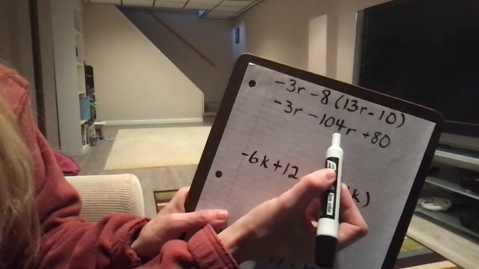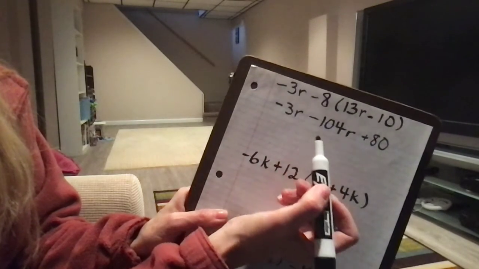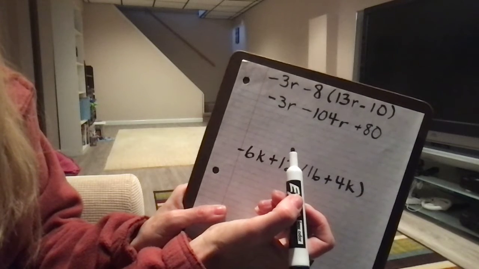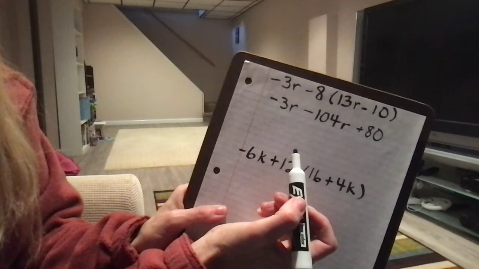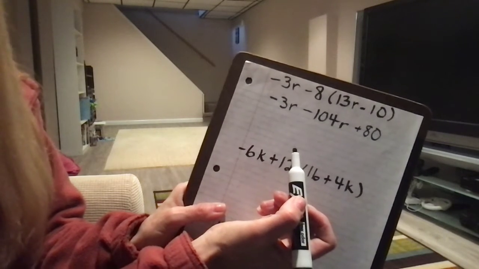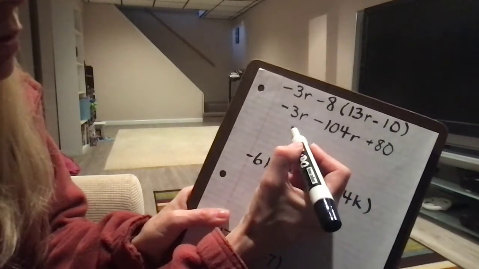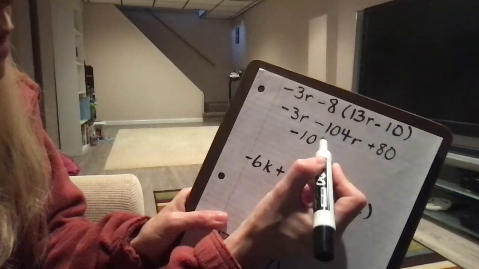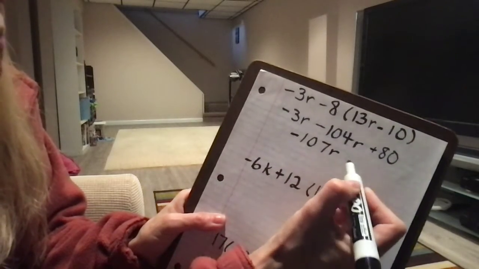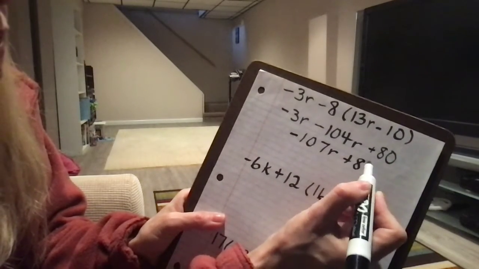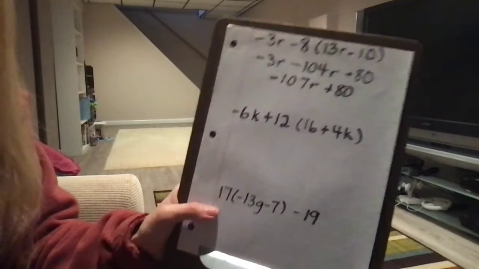You're going to combine your r's. They are like terms. Okay, so you have -3r, -104r. They are the same sign, so you're going to put them together. That gives you -107r, and then you just bring down your +80, and your problem is done.